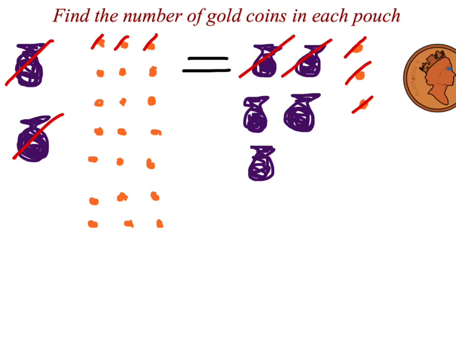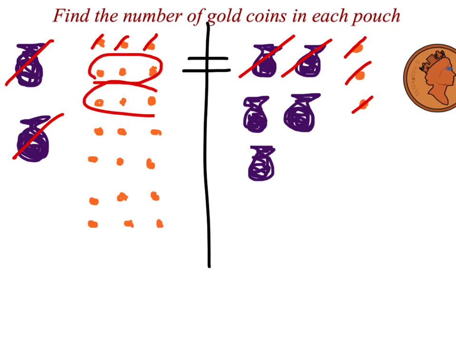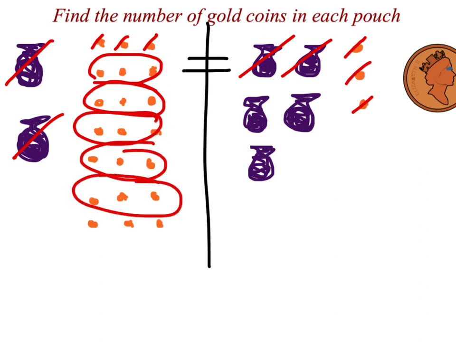Now I am left with 3 pouches on the right side. Now I have these 18 coins to divide evenly among the 3 pouches. So I'm going to divide them or group them up by 3s. Each of those 1, 2, 3 coins represents the 3 pouches. There are 1, 2, 3, 4, 5, 6 groupings of 3 coins. So there are 6 coins per pouch.